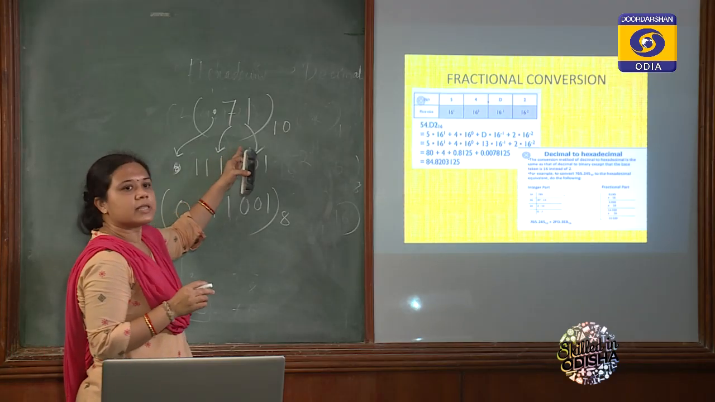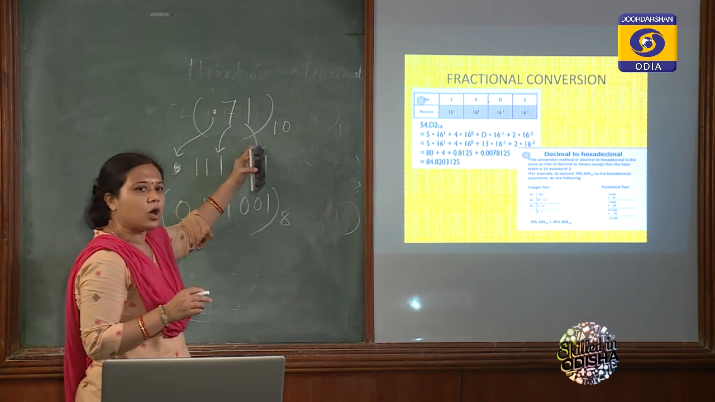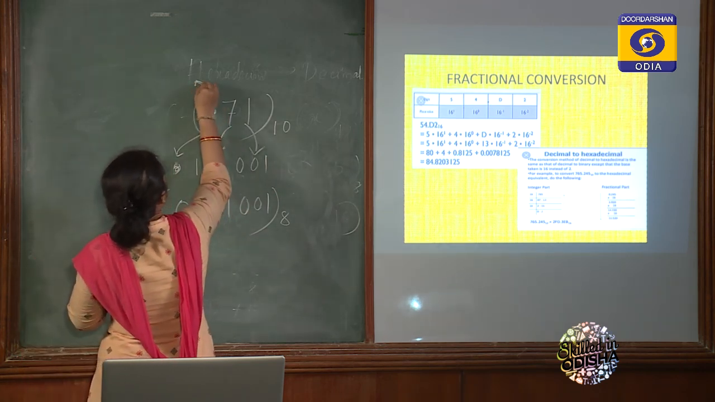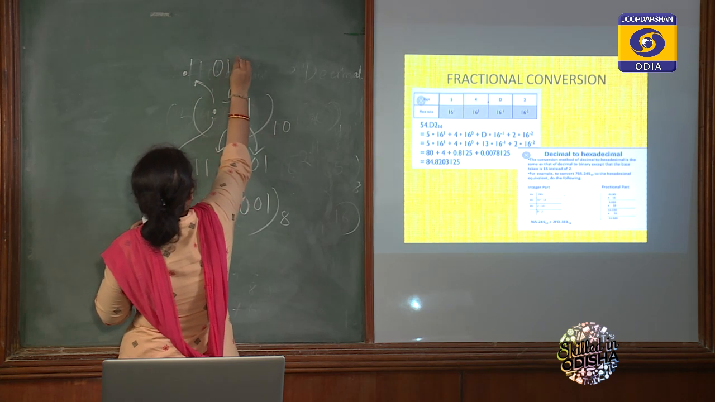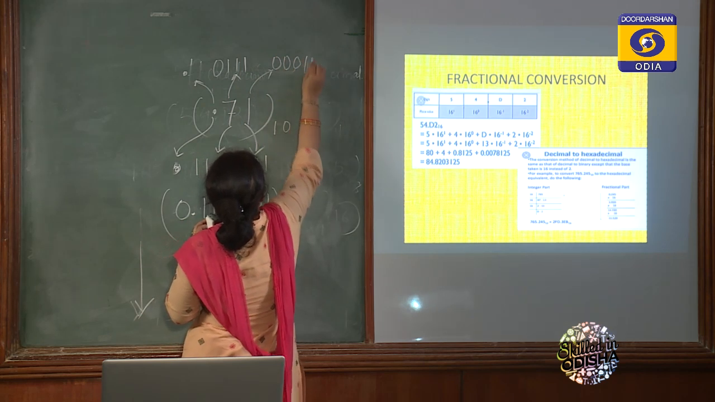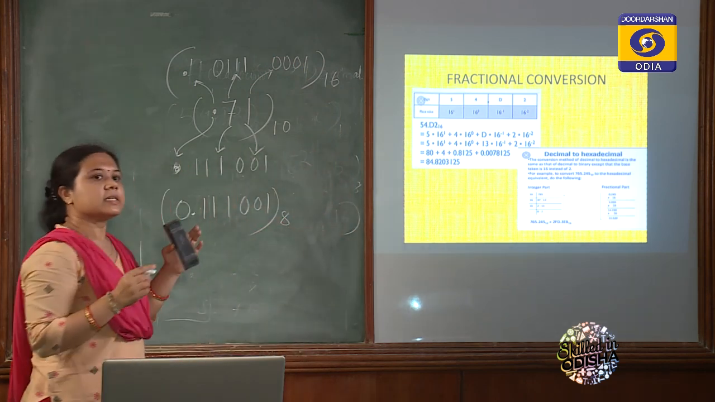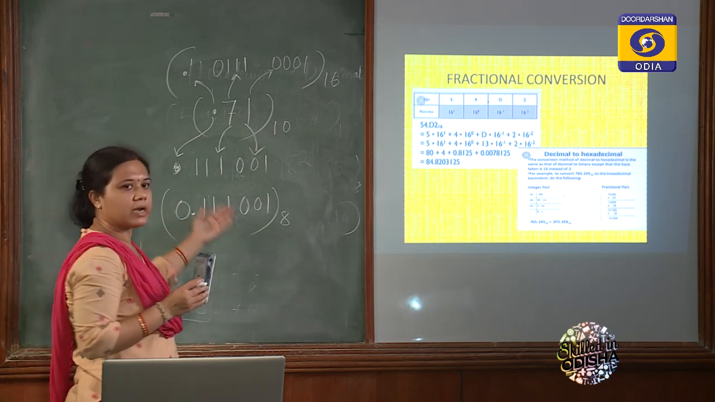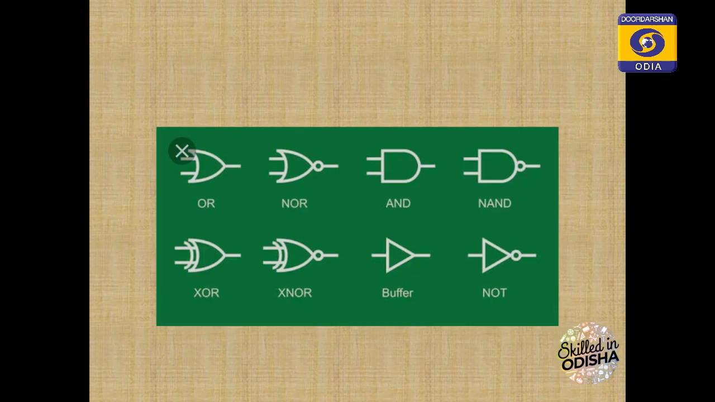Similarly, when I go from decimal to hexadecimal, I have to represent all these numbers in 4 bits. The point remains the point. 7 will be represented as 0111, and 1 will be represented as 0001. So this is our final hexadecimal representation. This is another shortcut way of fractional conversion; in this way also we can do fractional conversion. Next is our logic gates.